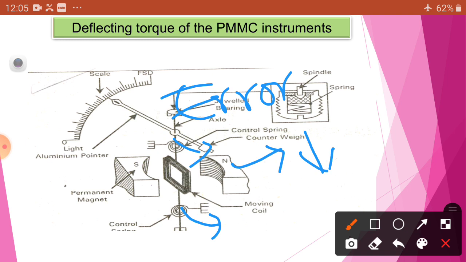Now, where are you going to use these applications? We can use them wherever we require to measure, whether it is a voltmeter or an ammeter. So today we are going to see how we extend the range of this PMMC meter into voltmeters and ammeters. Okay, let us see.